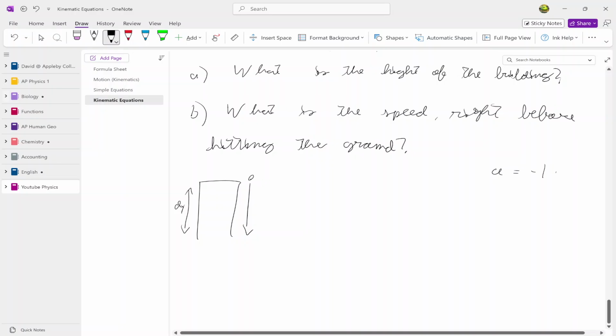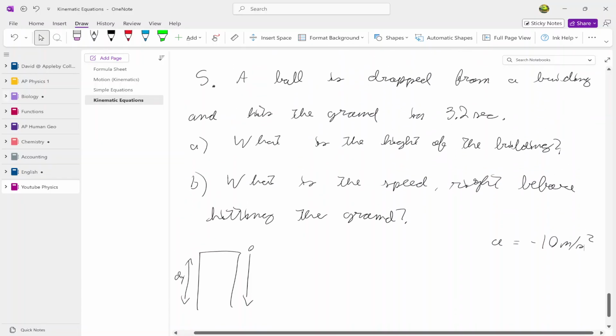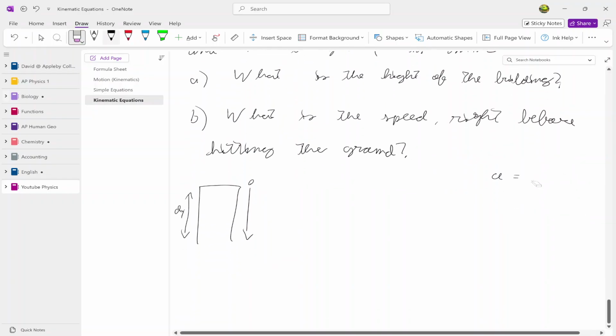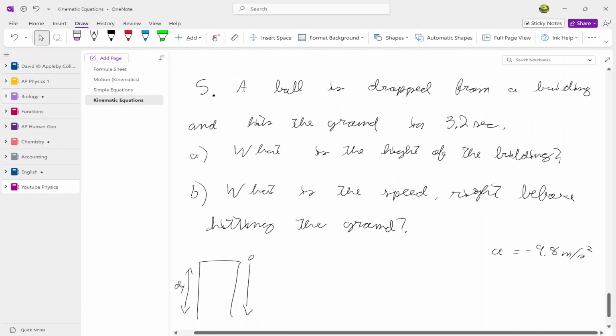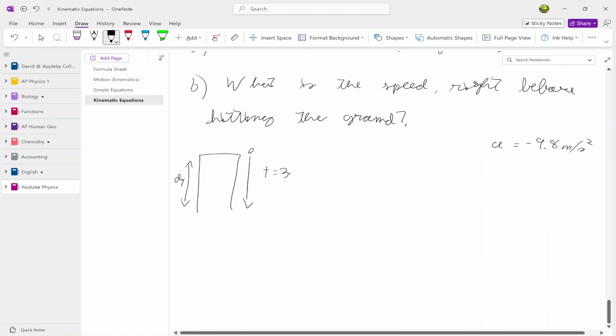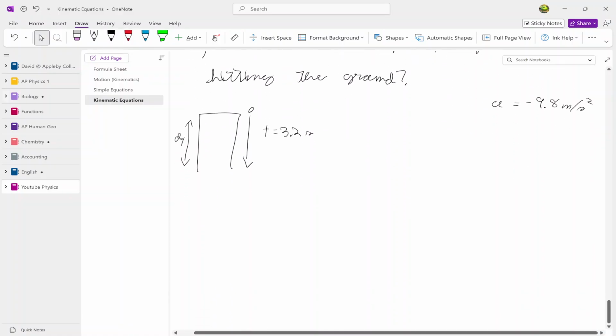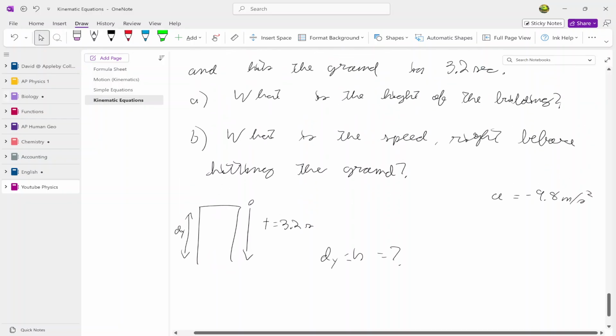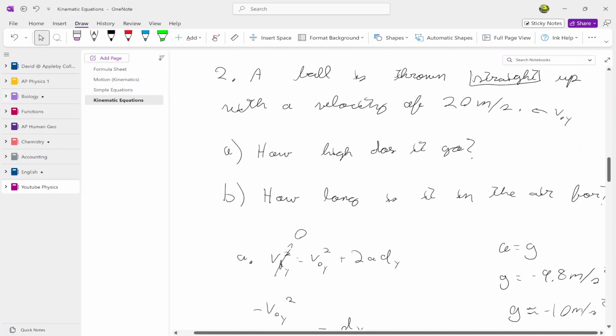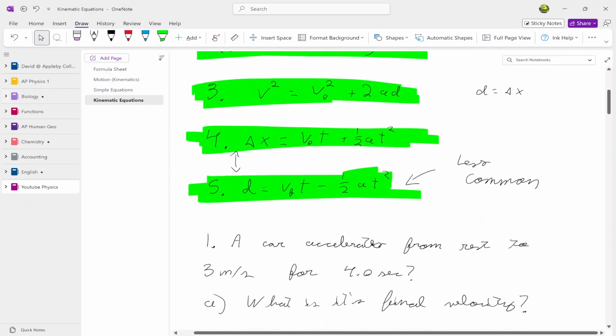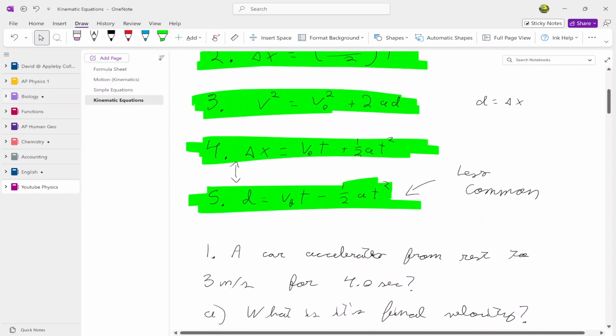So that means gravity, but here it seems like we're using real numbers, so we'll use 9.8, and then t equals 3.2 seconds. So they're asking us for dy, which equals height, which we don't know, okay? So which one of these will give us that? We don't have vf.